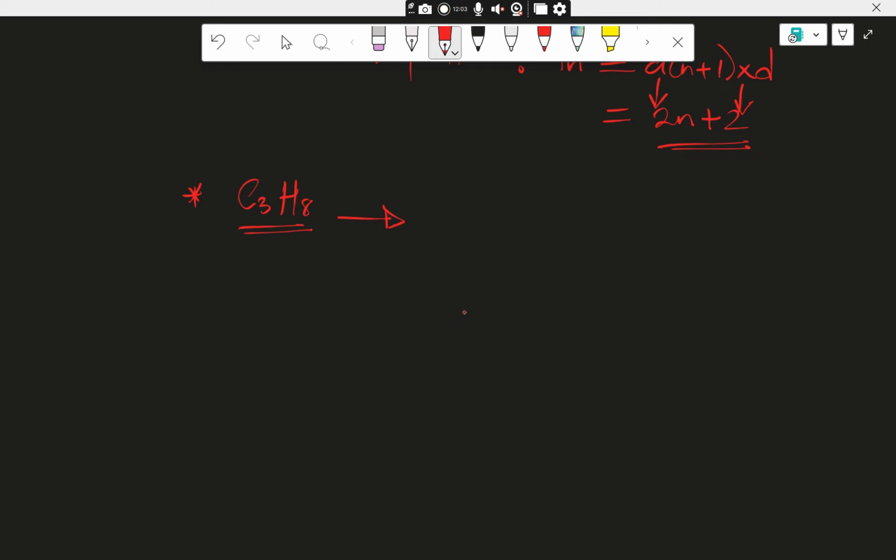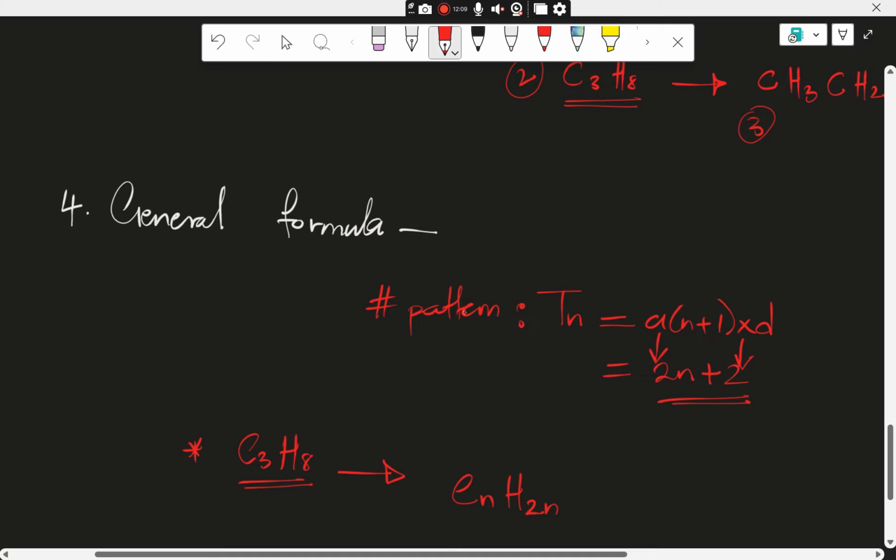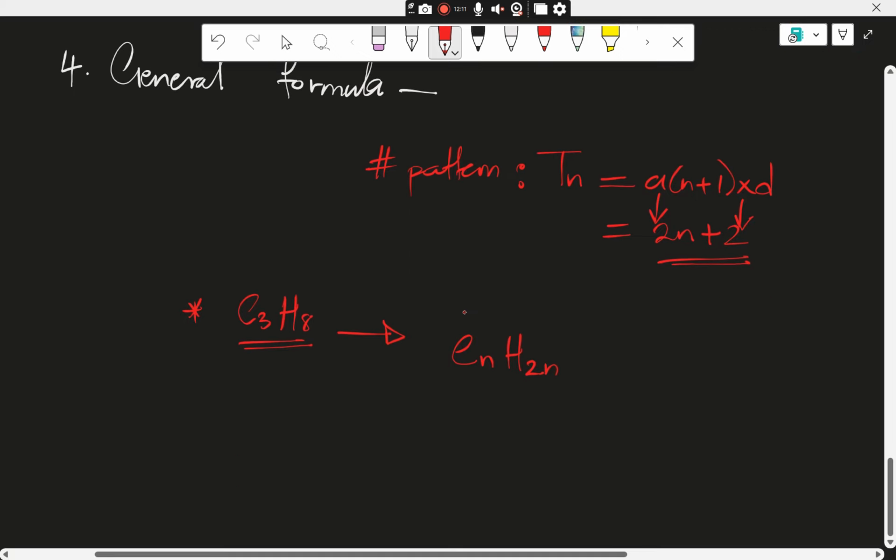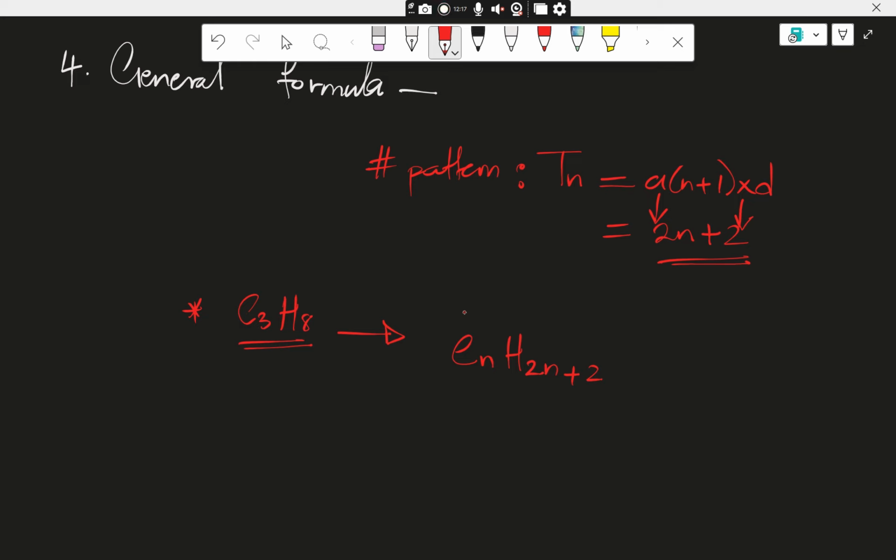So you can have a general formula for this, which says CnH2n+2, right? So this is the general formula. It makes it easier, for example, if you have a long chain, to understand how it looks and also to draw it. So you can represent this as a general formula.